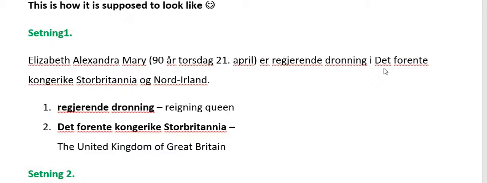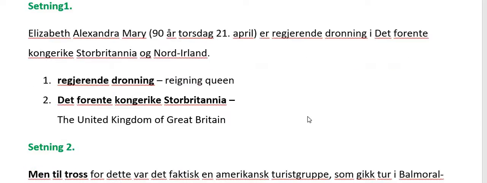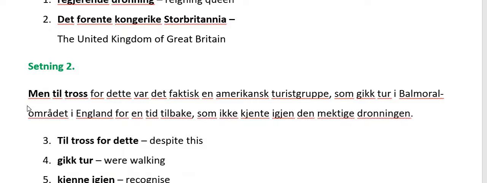And the next thing is that this is the definite article for neuter nouns. So we have kongerike, which is a neuter noun, that's why we use that. And as you notice, we don't pronounce the t at the end. So we just have that. And let's go to sentence 2.